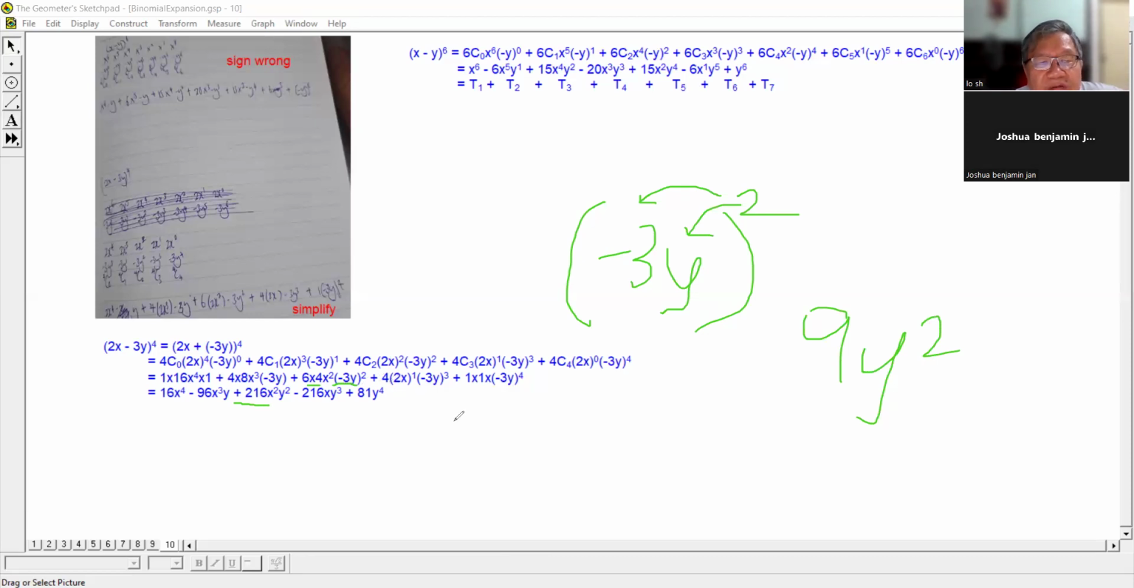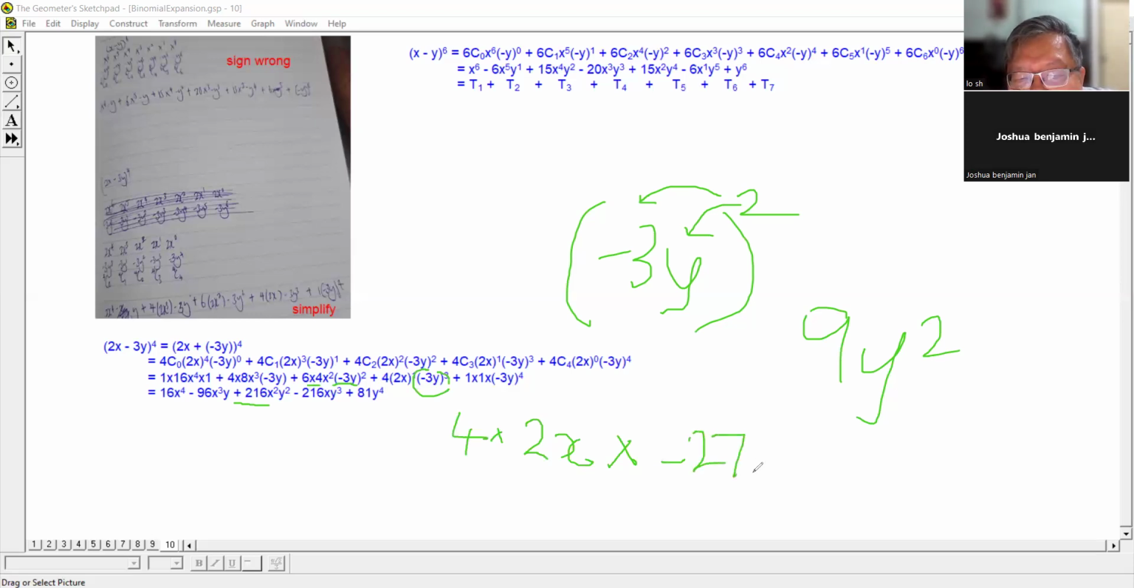This one, 4c3 is 4. 2x to the power 1 is what? Same, 2x. Then this one. Can you tell me what is this? I don't want to say anything. What is it? I'm going to write here. 27. Negative 27.